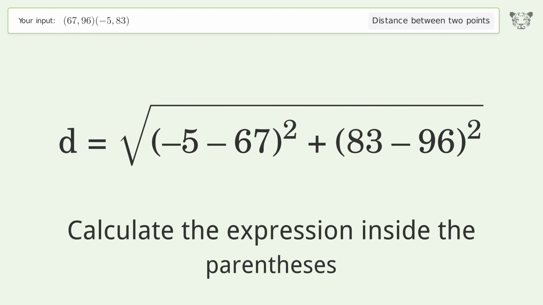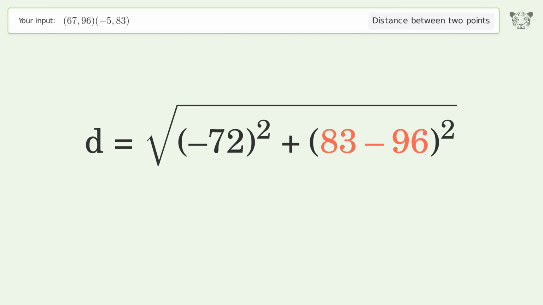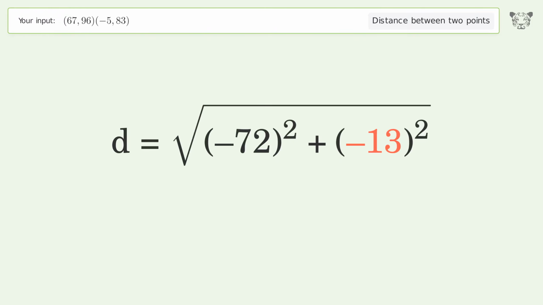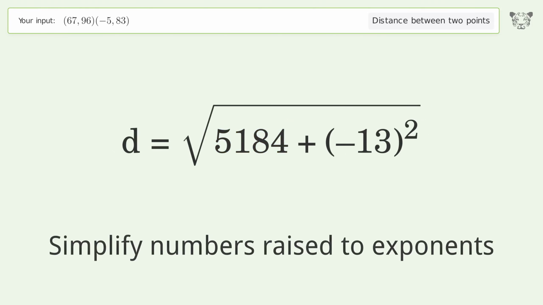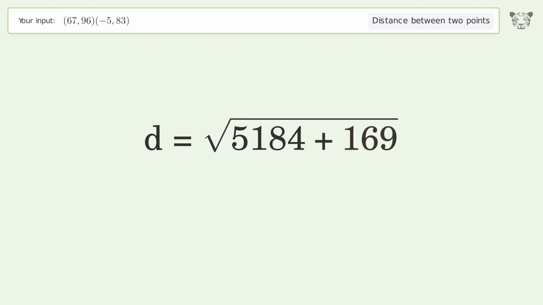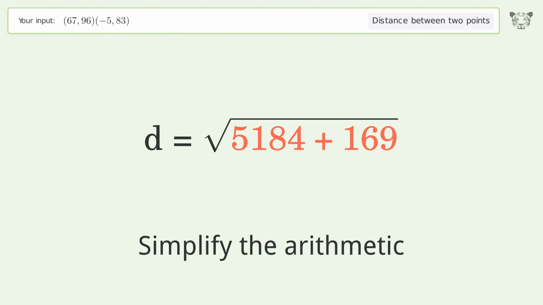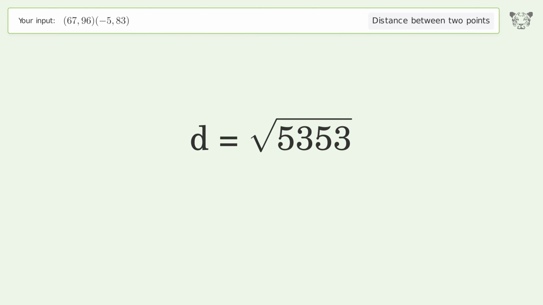Calculate the expression inside the parentheses. Simplify numbers raised to exponents. Simplify the arithmetic. And so the distance between the 2 points is the square root of 5,353, or 73.164.